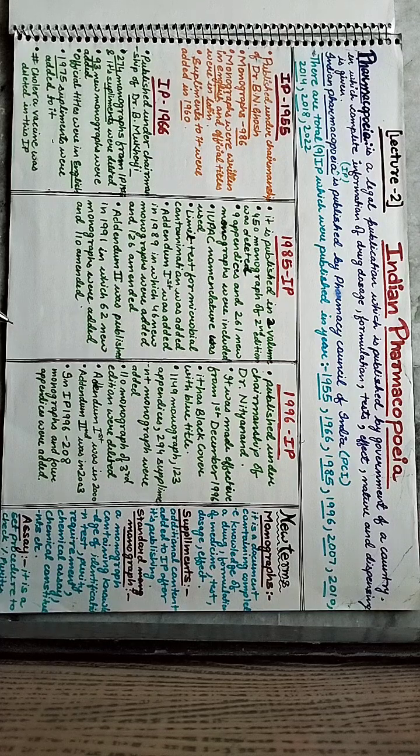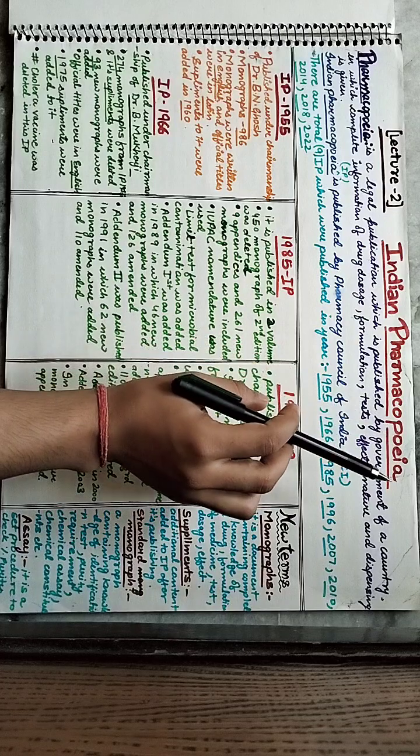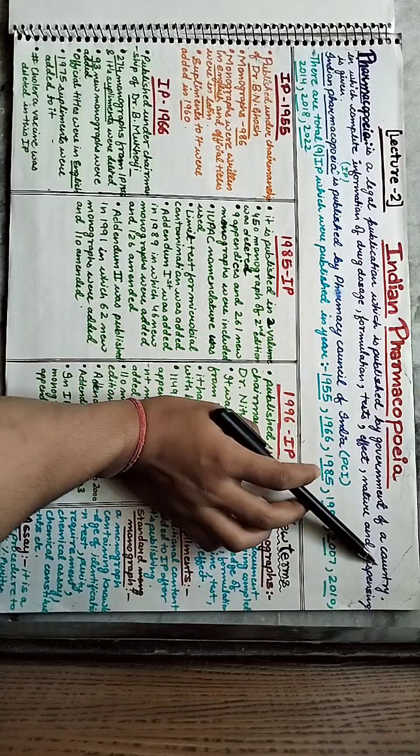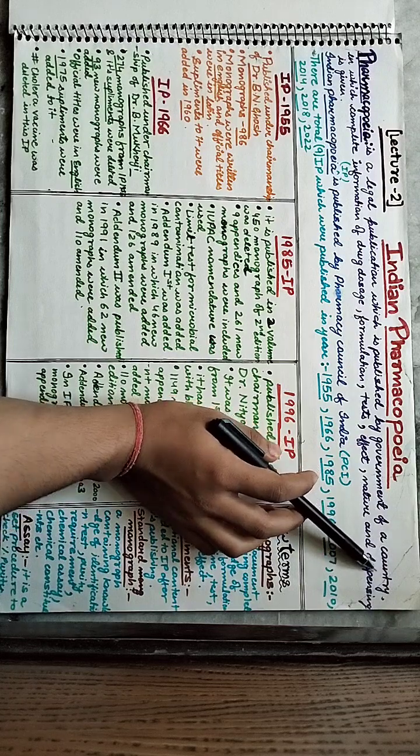This is lecture number 2 of Indian Pharmacopoeia in Pharmaceutics for semester 1 students of pharmacy. Now let's start with pharmacopoeia. What a pharmacopoeia is. A pharmacopoeia is a legal publication which is published by the government of a country. Every country has its own pharmacopoeia that is published by the government of the country.